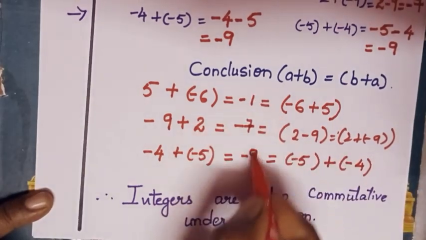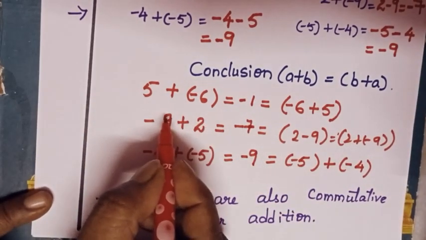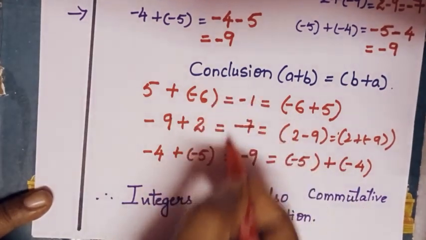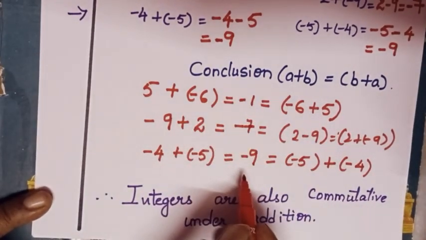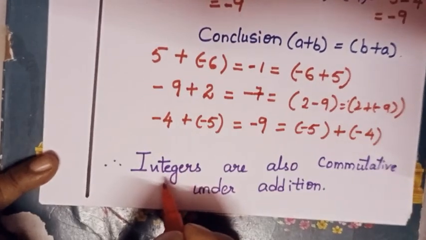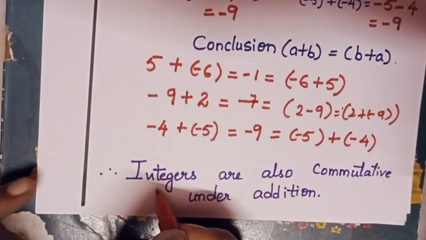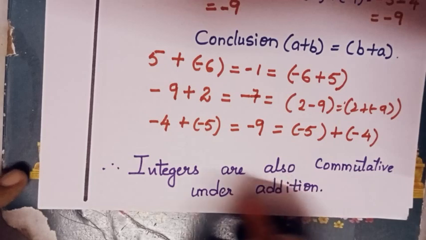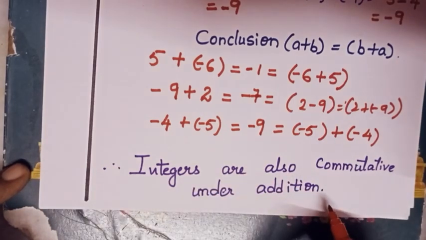So we got these conclusions, whether A plus B or B plus A, we are getting the same answer. So the commutative property holds for integers, or integers are also commutative under addition.